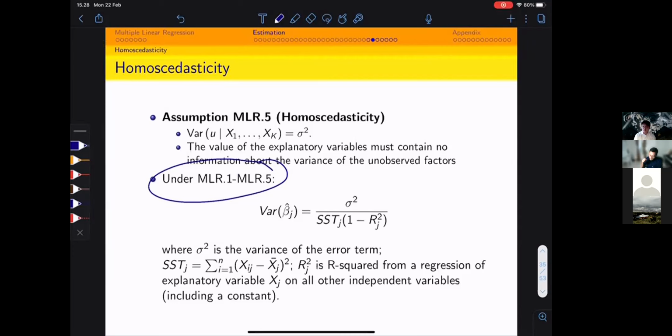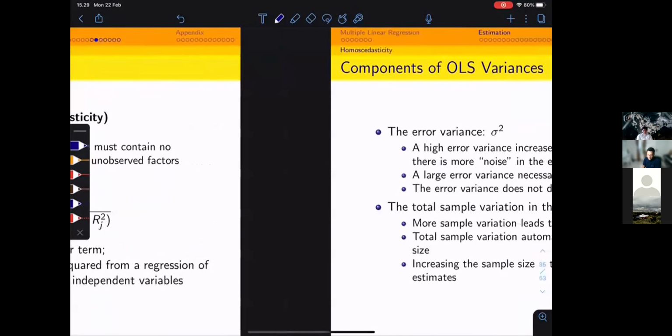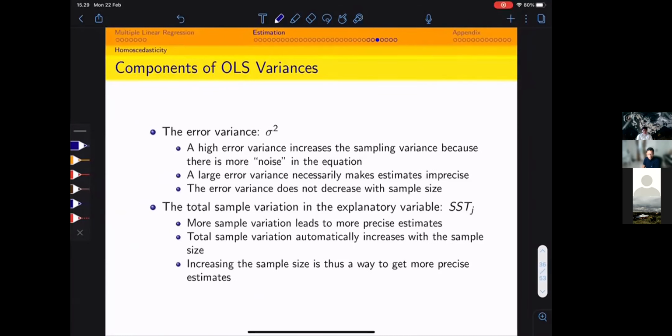And then if you're able to fulfill the assumptions 1 to 5, then you're going to be able to get an estimate of the standard error, okay? And then the estimate of the standard error will be used later on for inference, to see whether or not a particular variable is statistically significant, which is going to be discussed in the next meeting, okay? So let's go back and see the components of OLS variances, okay?